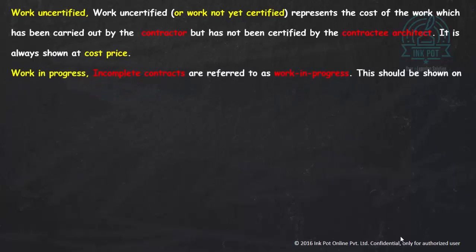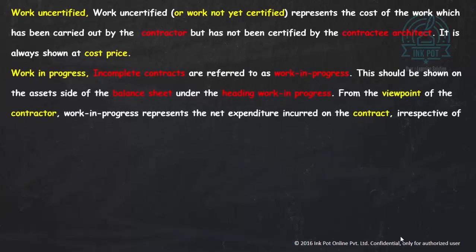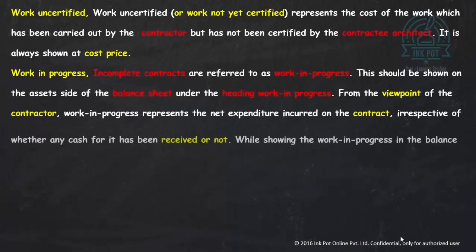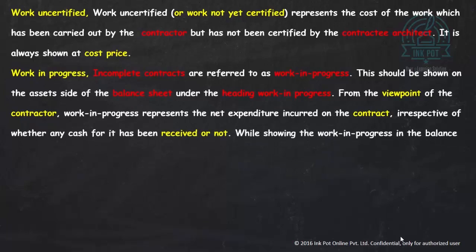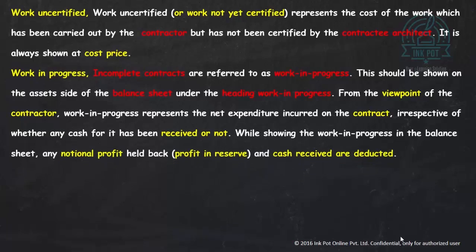Now work in progress. Work in progress means incomplete contracts are referred to as work in progress. This should be shown on the asset side of the balance sheet, because work in progress means the work done by the contractor but amount has not been received for that. So it is just treated as accrued income, work done but amount not yet received. So it is shown on the asset side of the balance sheet. And if there is any notional profit on it, that is deducted from work in progress.